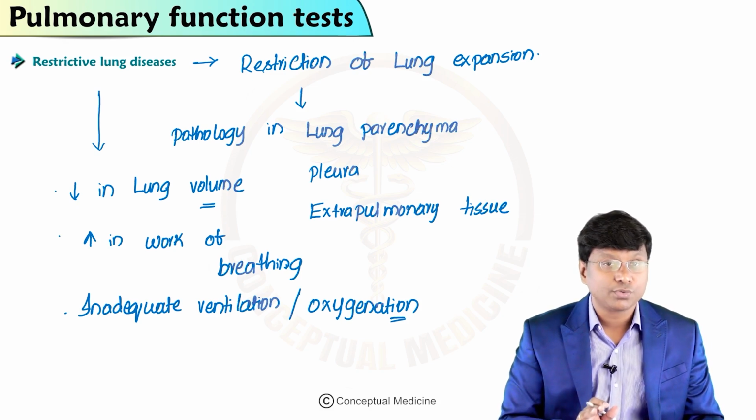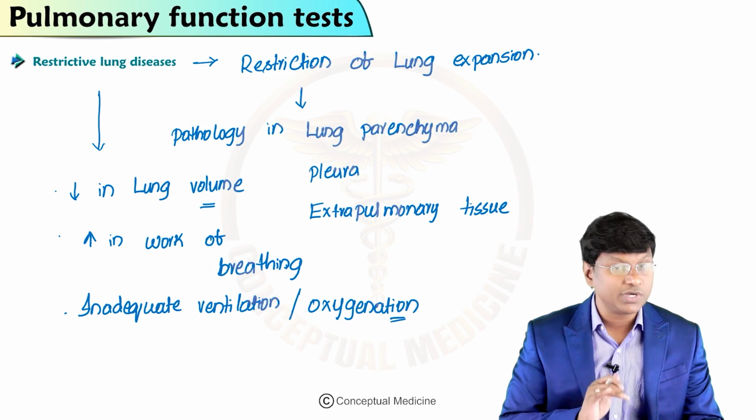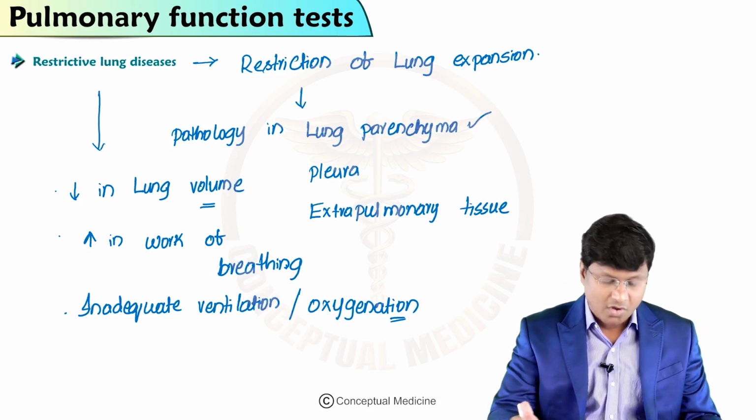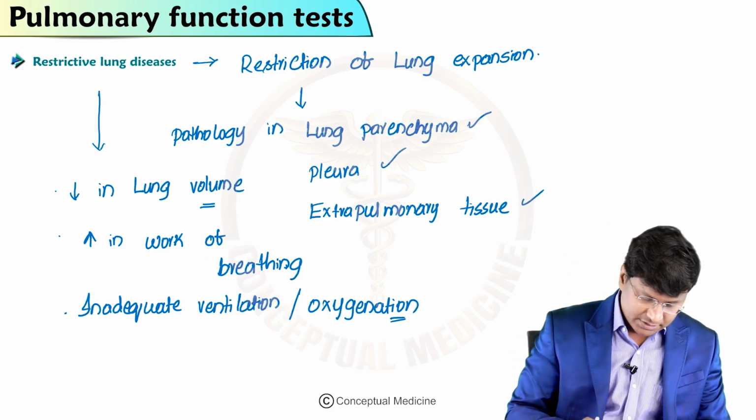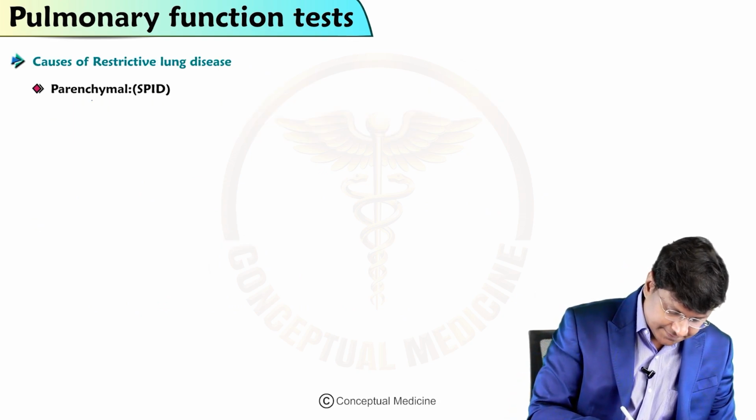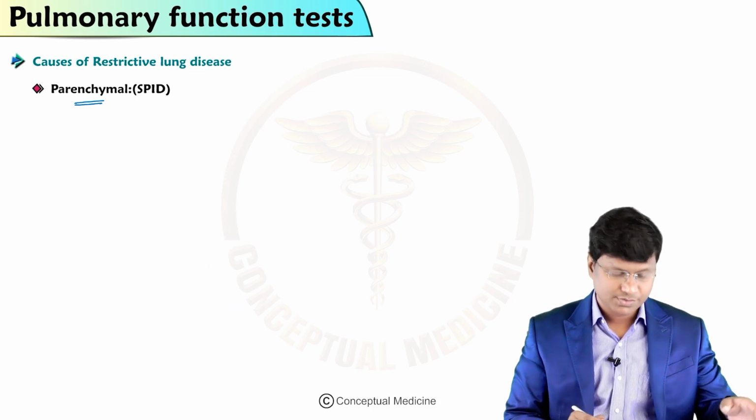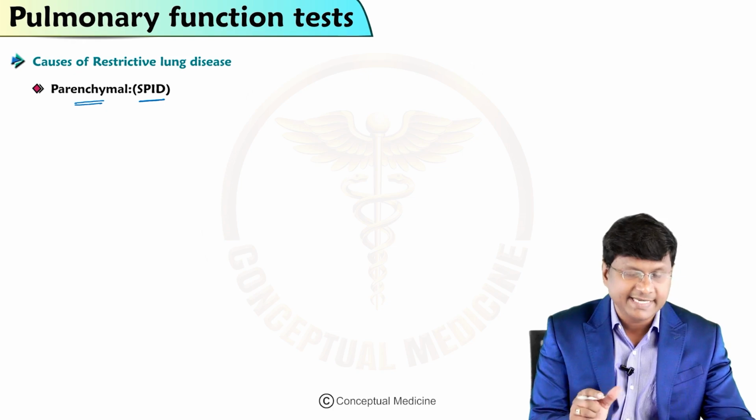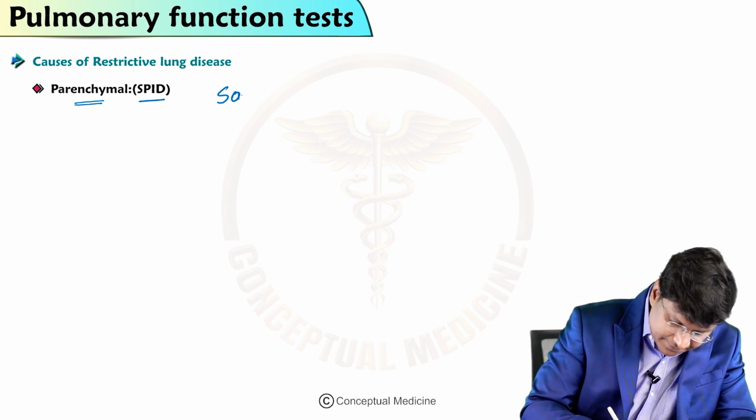And you should know what are the various disorders which come under restrictive lung diseases. So I said you, the pathology can be either in the parenchyma or in the pleura or in the extrapulmonary tissues. Now first, let me discuss the parenchymal causes for restrictive lung diseases. So the mnemonic is SPEED, but the spelling slightly altered, SPID. S stands for sarcoidosis.